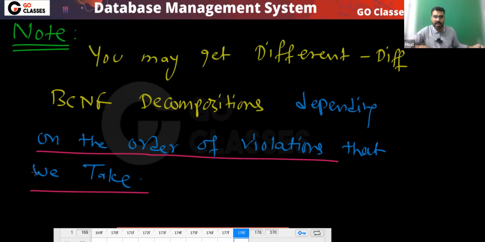Nikhil is asking, can we start from any point and still get BCNF? Yes, whatever relation you take, Nikhil, you can decompose every relation into BCNF with lossless decomposition. This is guaranteed. The algorithm that we have seen will give this guarantee.